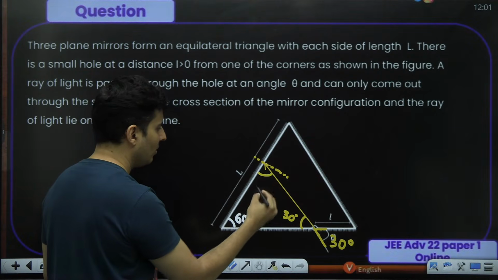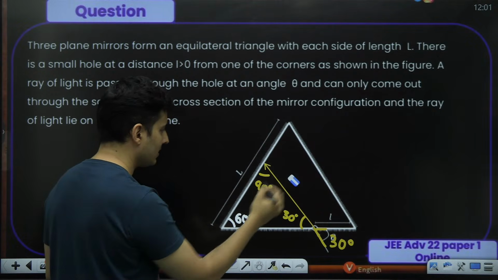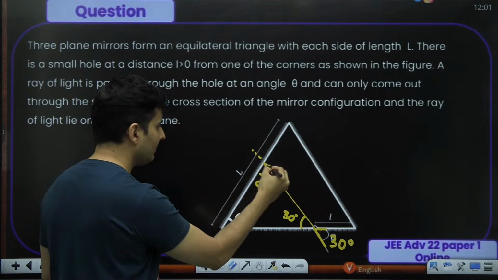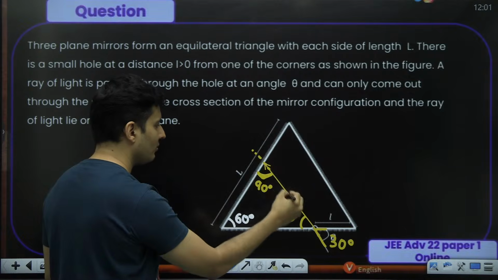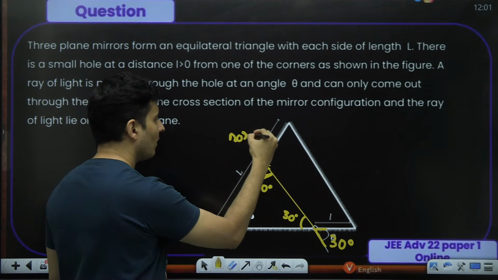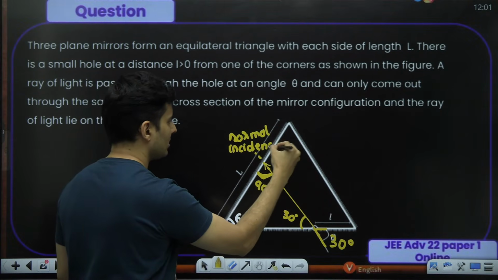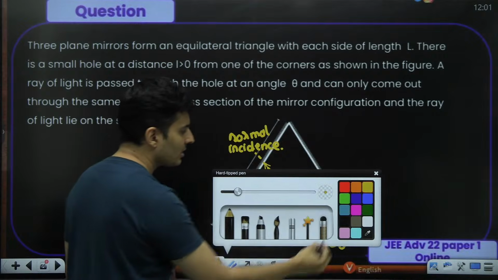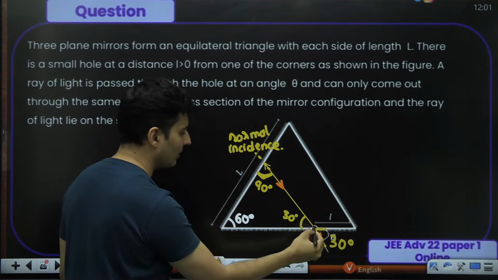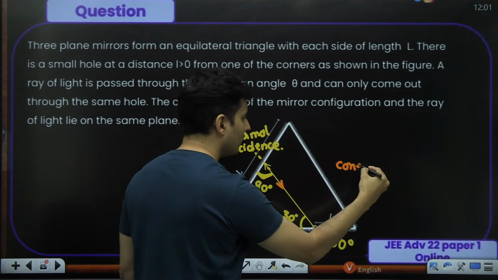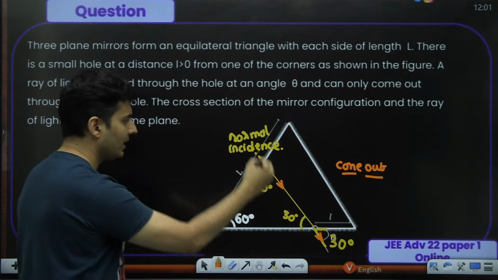How much will this be? Oh my God, this is 90 degrees, guys. What does it mean if it is 90? That means the ray itself is the normal. So if it is falling normally, this is normal incidence, by that special case. So the ray after reflection will go back via the same path and it will come out from the hole.